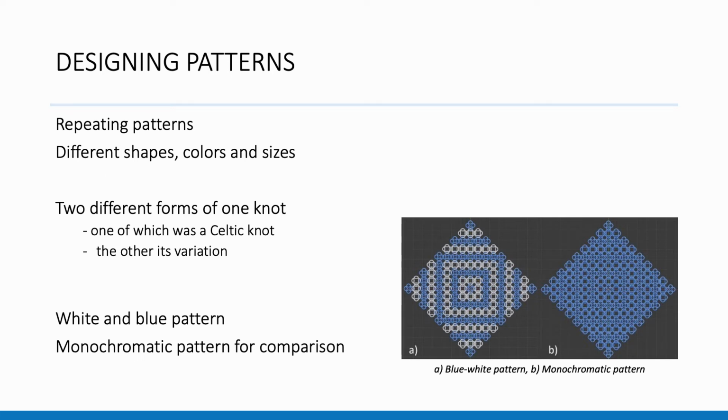As mentioned, we also created some patterns. They were repeating patterns where we used different shapes, colors, and sizes, and two different forms of one knot were used. One of the knots was a Celtic knot, which was modeled, and the other one was its variation. We used white and blue colors, and there is a monochromatic pattern for comparison.